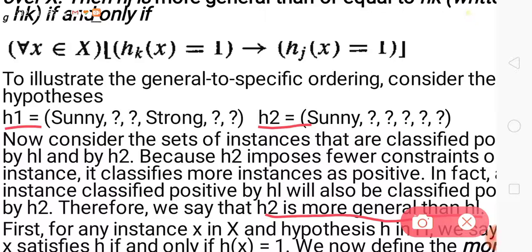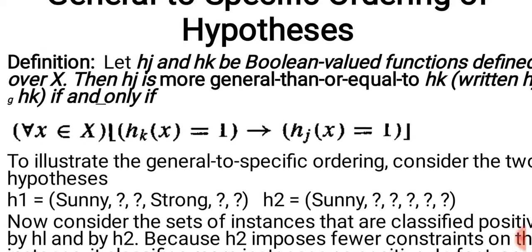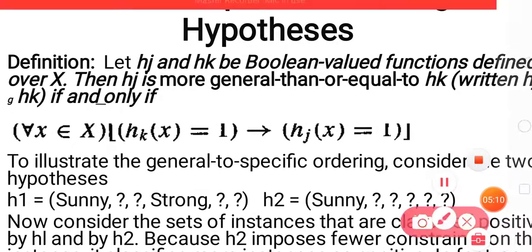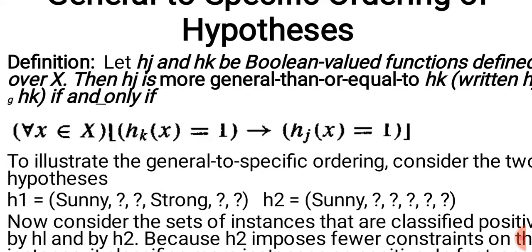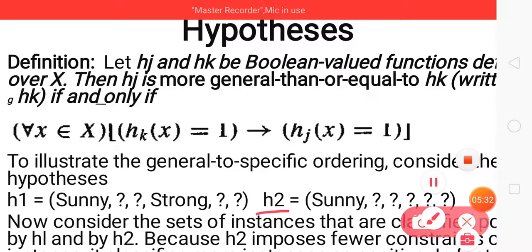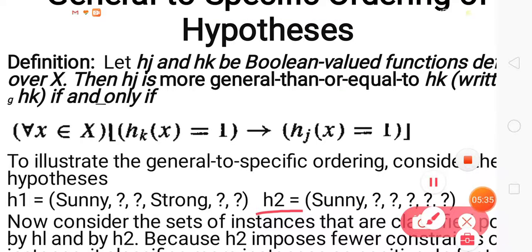That's why we are calling H2 more general than H1. But in this definition, we are considering the more general than relationship as well as more general than or equal to. When we say more general than or equal to, it means if whatever instance satisfies H1 also satisfies H2, then we are calling it more general than. If it is satisfying vice versa also, whatever instance satisfies the H2 hypothesis also satisfies the H1 hypothesis, then we are calling it a more general than or equal to relation.